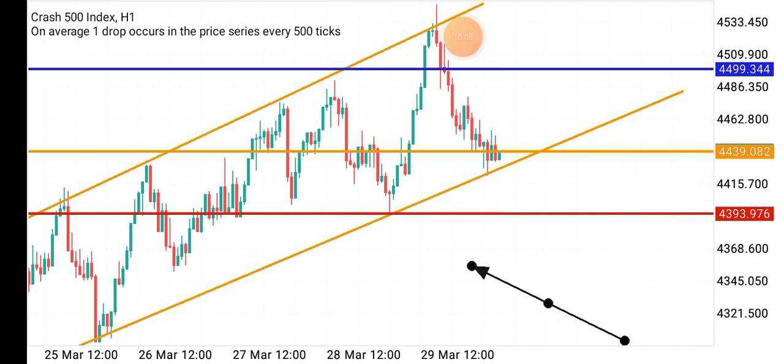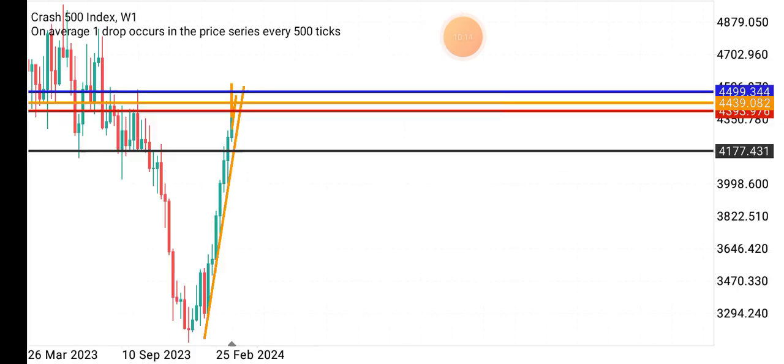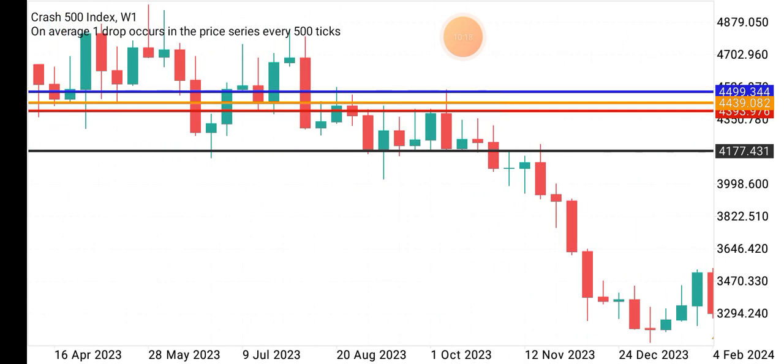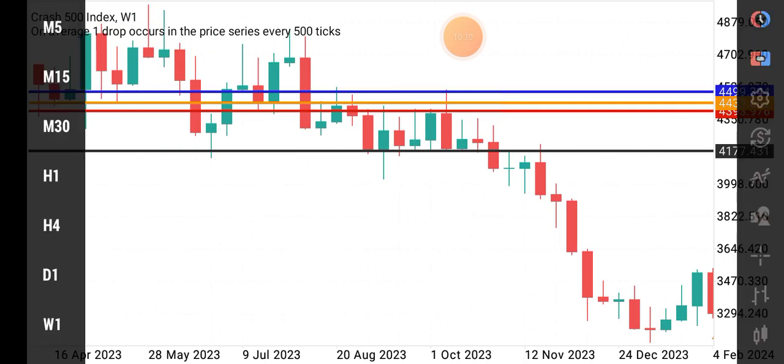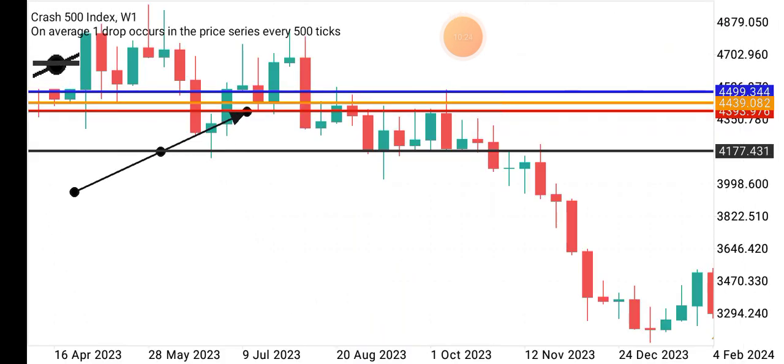There's a very high chance that that would happen if you consider the fact that each time market gets to this particular level. If you go to the weekly time frame, you see that each time market gets to this particular level, look at where we marked the blue line. Each time market gets to this particular level, it sells down to where we have the black line here. From this blue line, it usually sells down to where we have the black line.